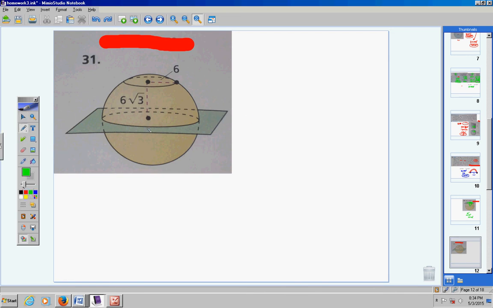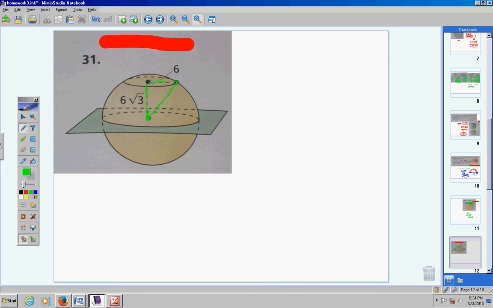Now, if this plane goes through the center of the sphere, then here's my circle right here. It's called a great circle. And I've taught you guys that the radius of the sphere is the same as the radius of the great circle. Now, if that's true, which it is, is this not a radius right here? Here's the center of the sphere, right? And here's the point that lies on the sphere, right? So that's a radius.